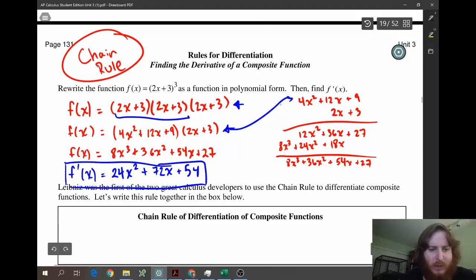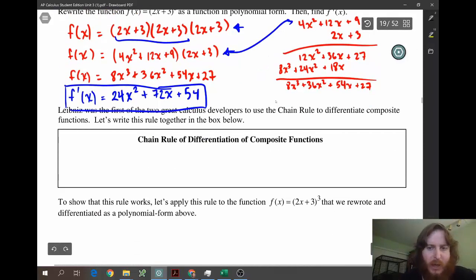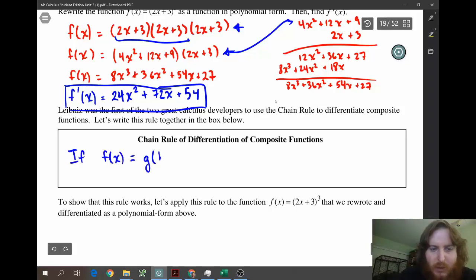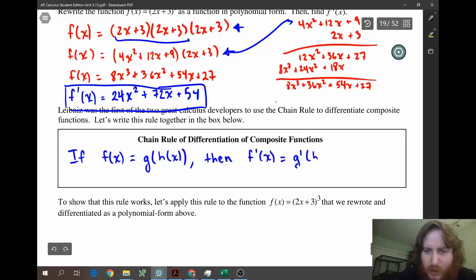Okay, so Leibniz was the first mathematician to actually write out and develop chain rule. And chain rule, like I said, is a little bit complicated, but we're going to write it as if f of x equals g of h of x. It's a little bit weird, but we'll talk about this. Then f prime of x equals g prime of h of x times h prime of x.